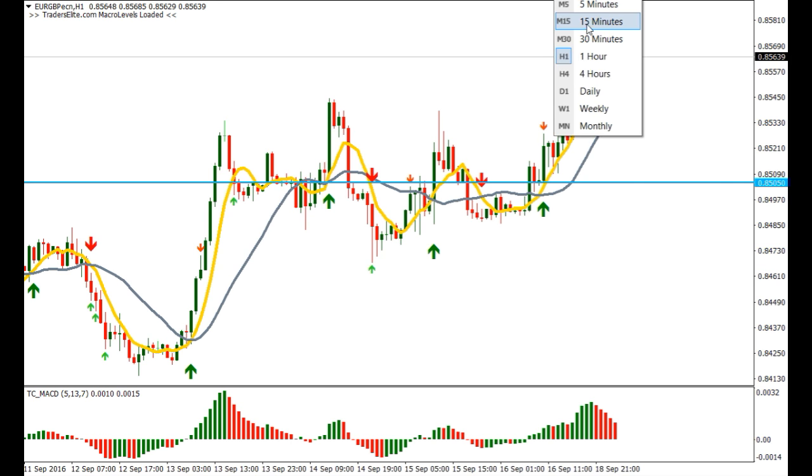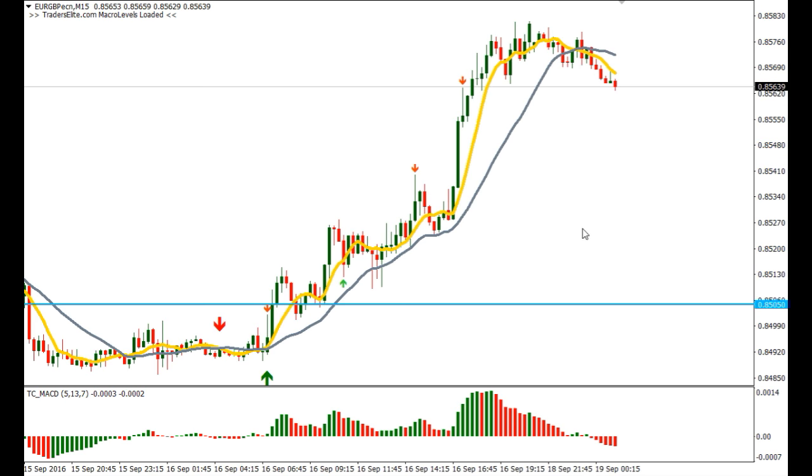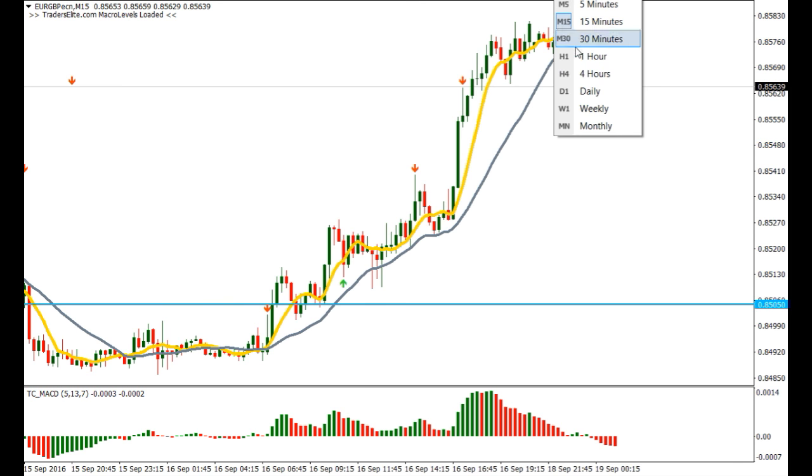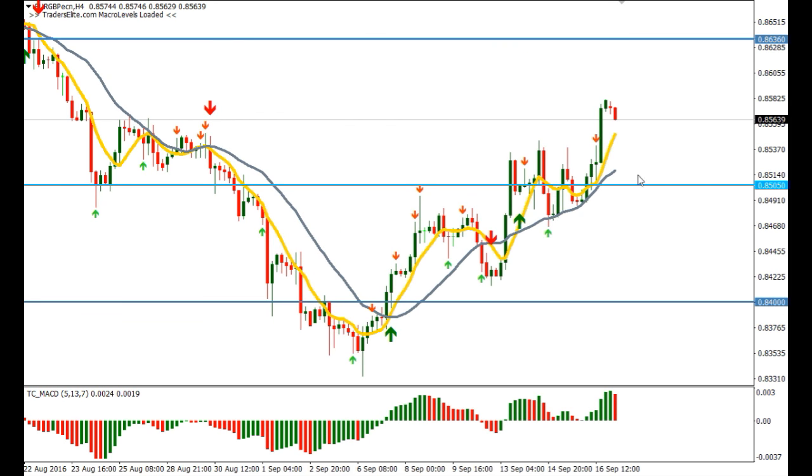Again, we look like we've got a correction in action right now on the 1 hour and on the 15 minutes. So definitely not a time to go long. Wait for this correction to wear itself out, and then we could get another move to the upside for the euro pound.